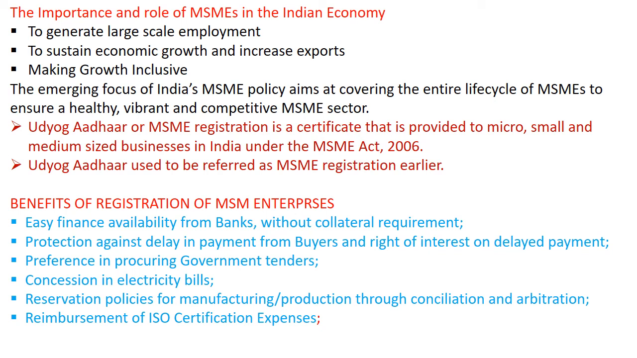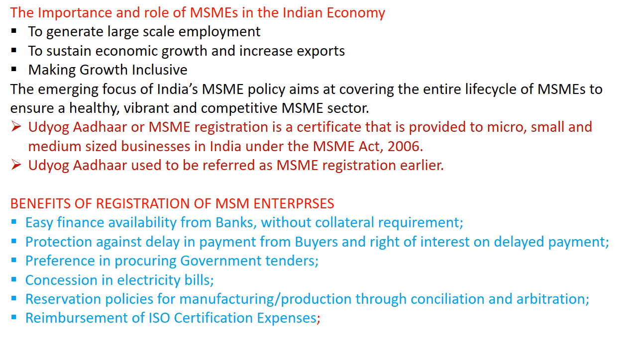First one is easy finance availability from banks without collateral requirement. There is no need for collateral. When you are applying for a loan, you will easily get the finance from the bank. Second, protection against delay in payment from buyers and right of interest on delayed payment. There is less probability of delay in payment. Then, preference in procuring government tenders. If you are registered under Udyog, you will get a preference while procuring government tenders. Then, concession in electricity bill. So that is another big benefit.